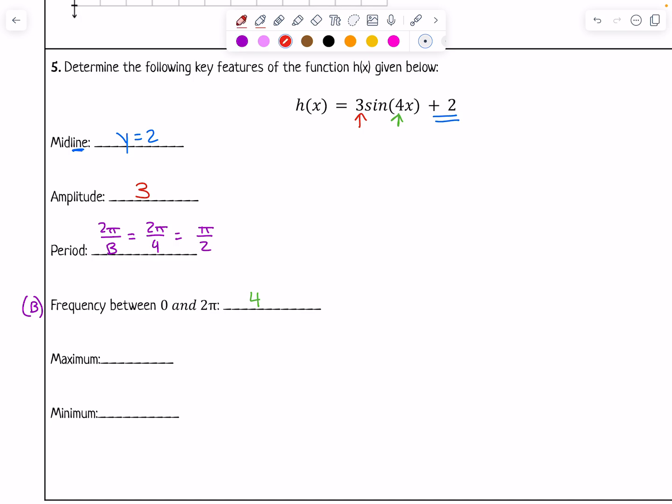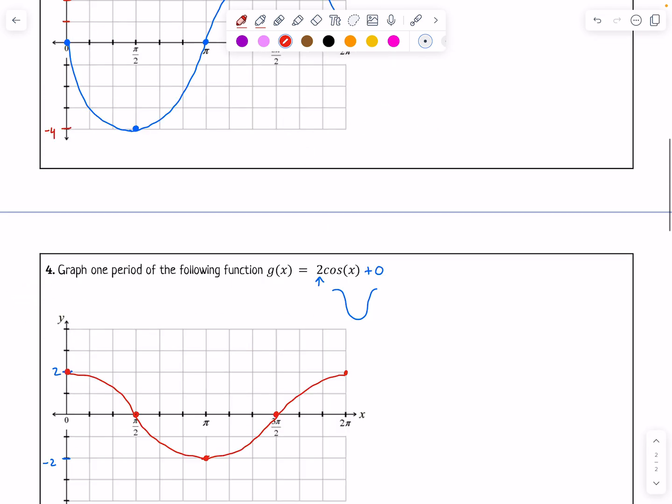And then the maximum, you can always find that by taking the midline and adding the amplitude. And then to find the minimum, you can take the midline and subtract the amplitude. So without graphing it, I can tell the midline is 2 and the amplitude is 3. So 2 plus 3 gives me a maximum value of 5. And then 2 minus the amplitude of 3 would give me a minimum value of -1. And then I can certainly graph that in Desmos and check all of those values. But that is it for your practice quiz number 6.